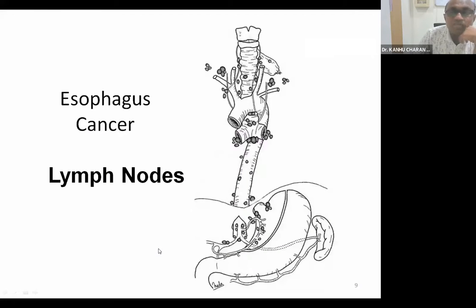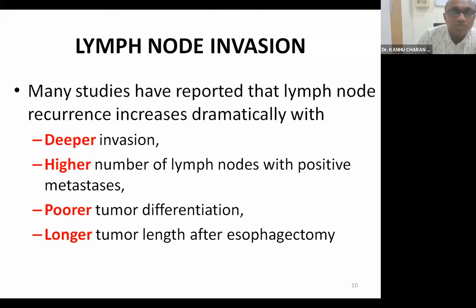So these are the esophageal groups of lymph nodes, mostly the mediastinal group, apart from the supraclavicular lymph nodes and the perigastric and celiac groups of lymph nodes, where it mostly metastasizes. So lymph node invasion always depends upon the depth of invasion, number of positive lymph nodes, poor tumor differentiation, and longer tumor length after esophagectomy.